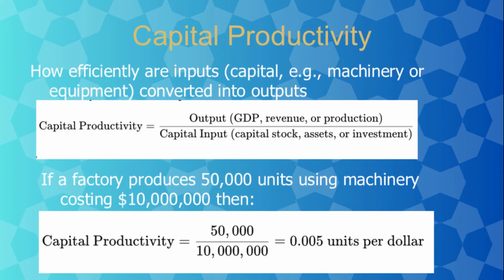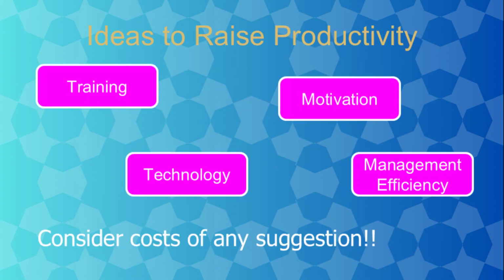Capital productivity measures how efficiently capital inputs are converted into outputs. For example, if a factory produces 50,000 units using machinery costing $10 million, the capital productivity is 0.005 units per dollar. There are several ideas to raise productivity, including training, motivation, technology, and management efficiency. It's important to consider the costs of any suggestions to ensure they are feasible and beneficial.